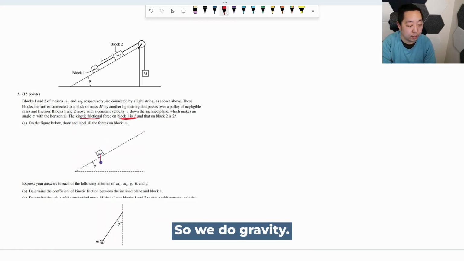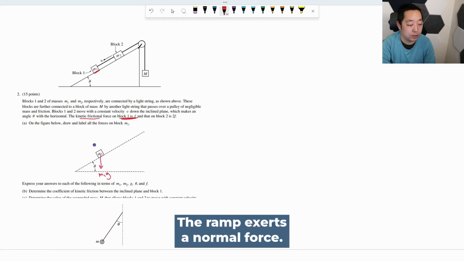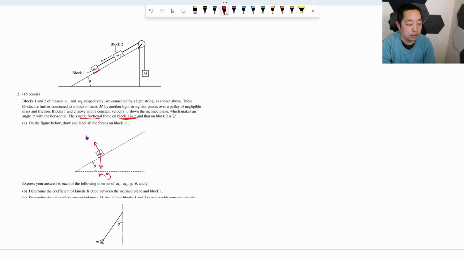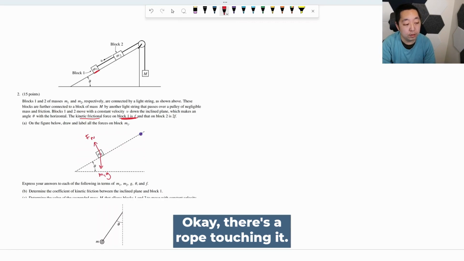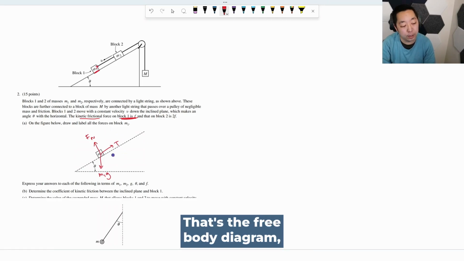So we do gravity first. I write it as M1g. Then I ask, what is touching the block? Well, the ramp is touching it. The ramp exerts a normal force. There's a rope touching it. The rope pulls in that direction. And that's it. That's the free body diagram, excluding the friction.